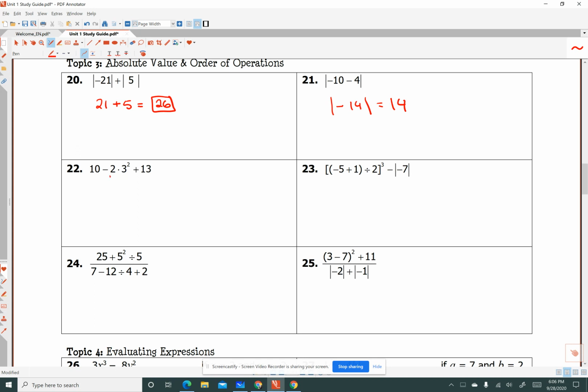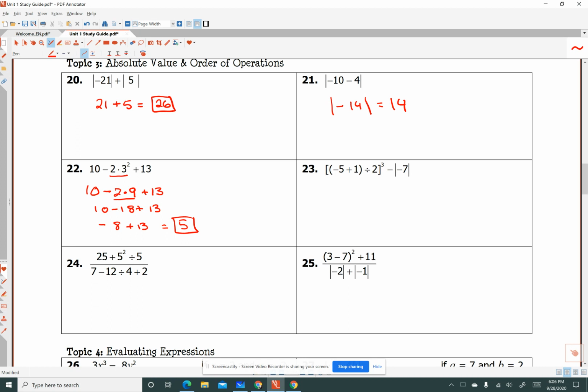Here we have 10 minus 2, we're evaluating an expression here, times 3 squared plus 13. Always start with multiplication and division before addition and subtraction. So that would be 10 minus 2 times 9, exponent first, plus 13. So now we're going to do the multiplication. 10 minus 18 plus 13, negative 8 plus 13 equals 5.